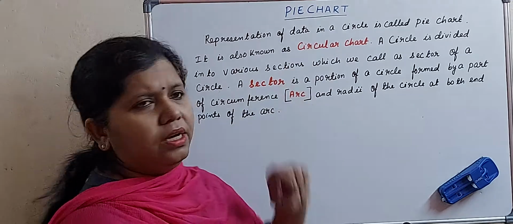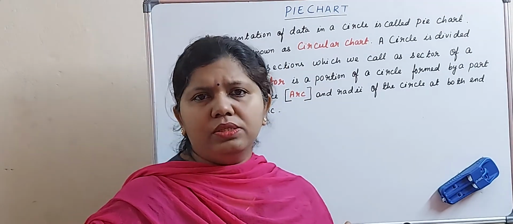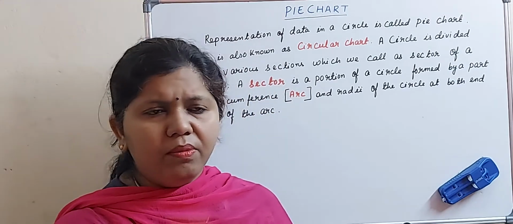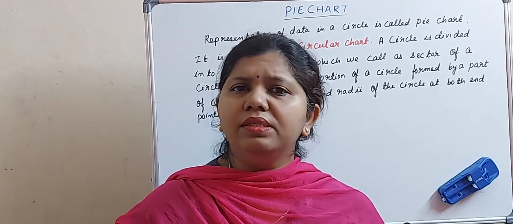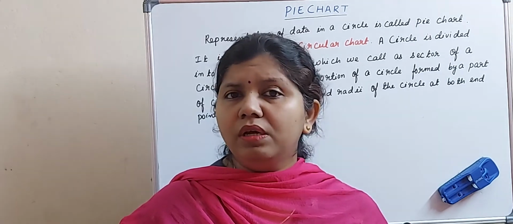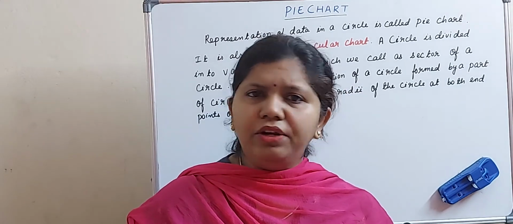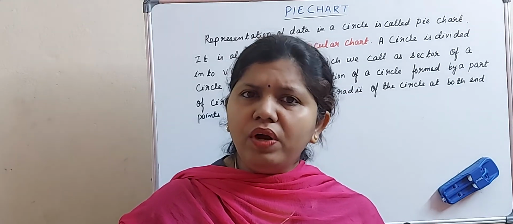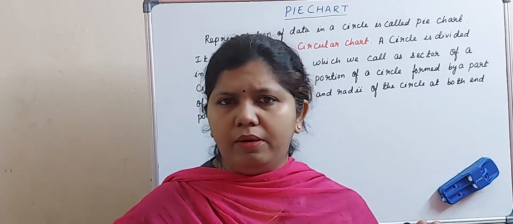Because it is in the shape of a circle, we also call it a circular chart. Now what are the partitions of a circle called? Partitions or sections, whatever you say. That is nothing but the sector of the circle. What is the sector of the circle? Let me tell you. First of all, you know what is the center of the circle, and the arc of the circle, and the radius of the circle.